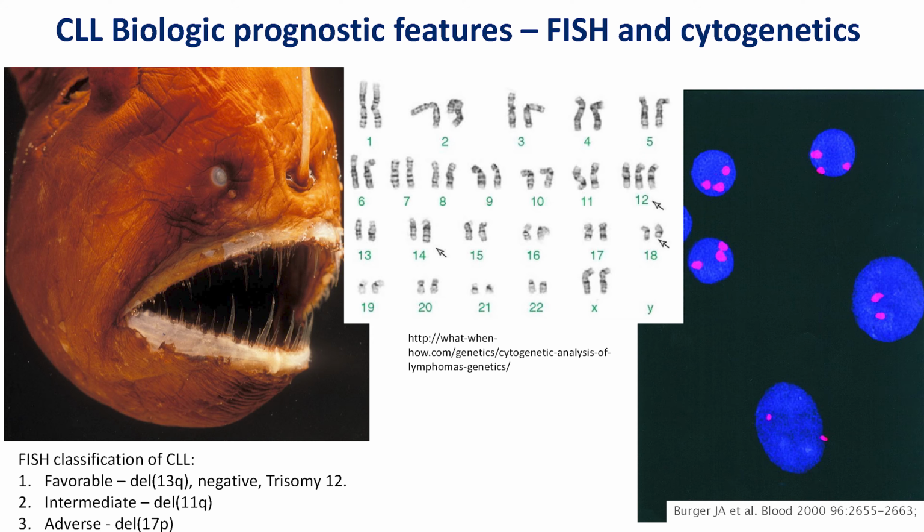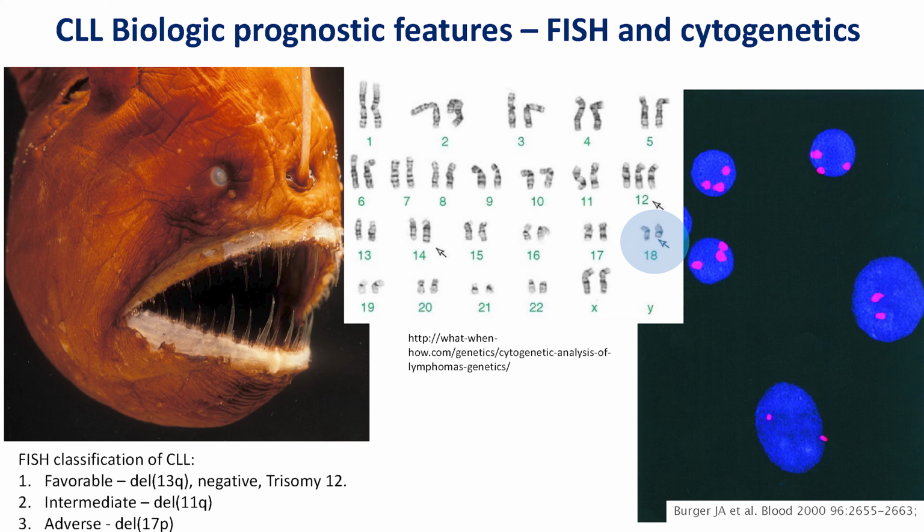You inherit 2 copies of each of chromosome 1 through 22, one from mum and one from dad. And then you have 2 sex chromosomes. So this person's female, they have 2 X chromosomes. A man would have 1 X and 1 Y. So in this case, what you see is this abnormality here. This patient has a whole extra copy of chromosome 12. That's what we call trisomy 12. That's one of the common abnormalities that we see in chronic lymphocytic leukemia.